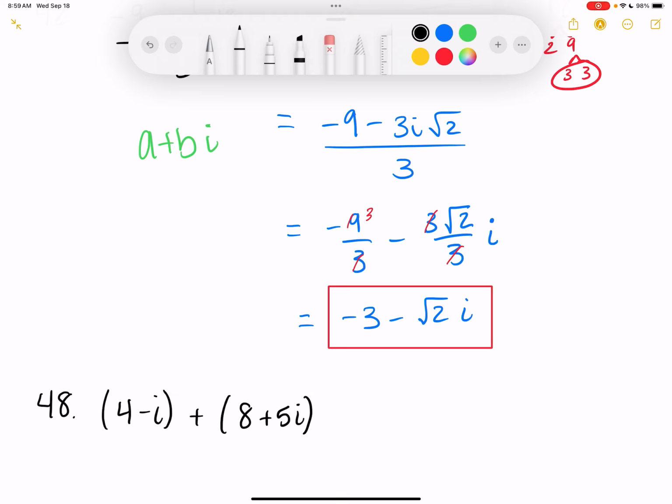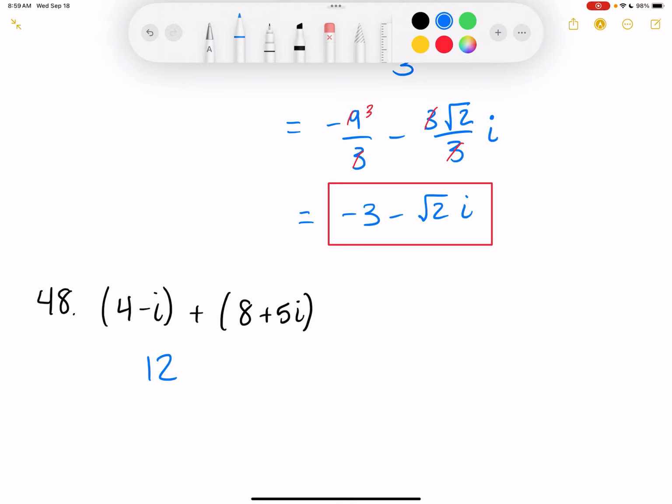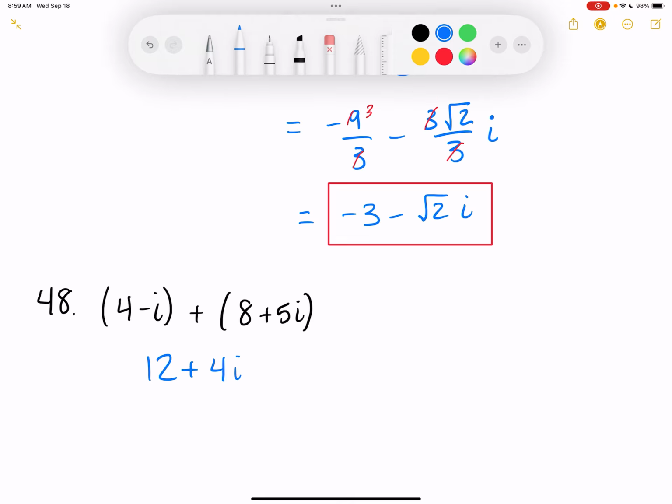So I kind of like to think about the i as like an x, because I can only combine things that look the same. So I can't actually combine the 4 and the i here. I can only do the 4 and the 8, and then the negative i and the 5i. So 4 plus 8 is 12. Then negative i plus 5i would be 4i. So the answer would be 12 plus 4i.